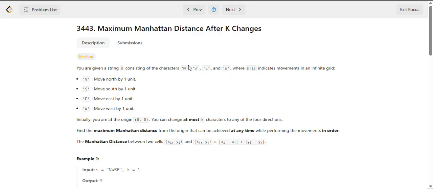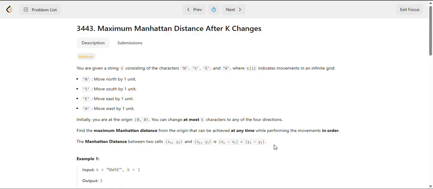Initially you are at origin O, and you can change at most k characters to any of the four directions. So if it's S, I can change it to N. So find the maximum Manhattan distance from the origin that can be achieved at any time. Okay, so this is pretty interesting. At any time, while performing the movements in order, Manhattan distance between two cells is... okay, so they've given the formula basically.